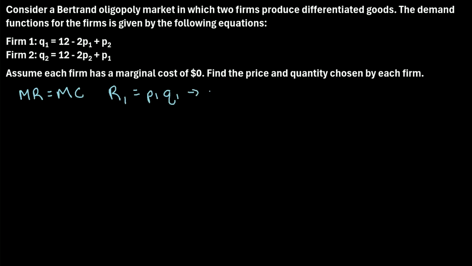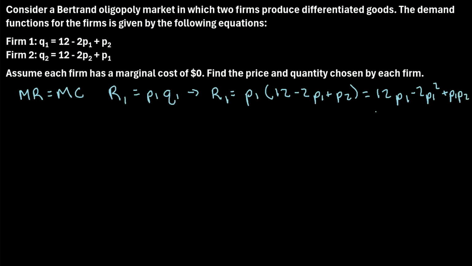So let's go ahead and do that. The revenue of firm 1 is equal to P1 times that quantity, so 12 minus 2P1 plus P2. If we distribute the P1 into the parentheses, we get 12P1 minus 2P1 squared plus P1 times P2. So this is our revenue function for firm 1. Now the marginal revenue function for firm 1, MR sub 1, is the derivative of that revenue function with respect to P1.